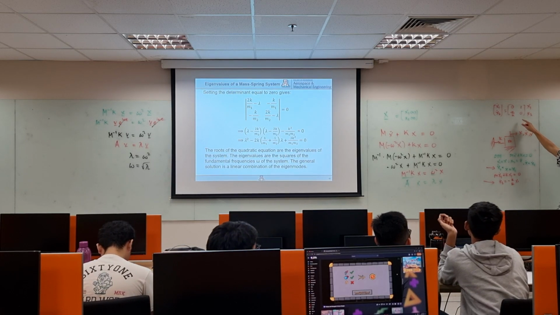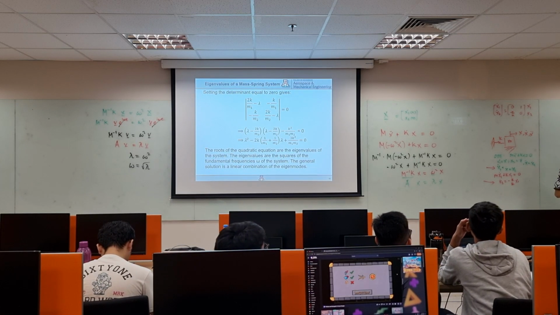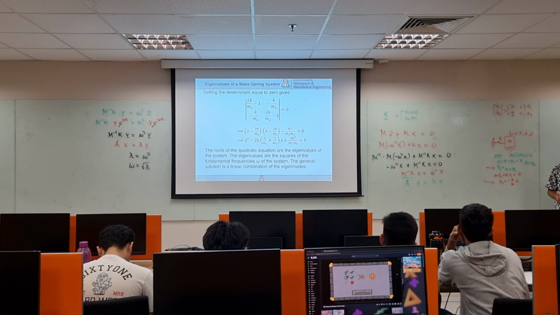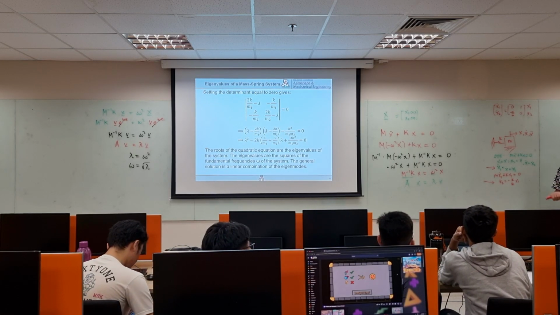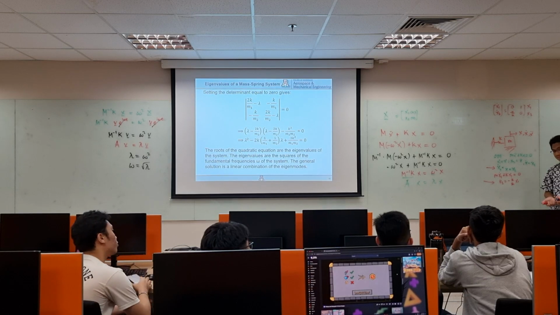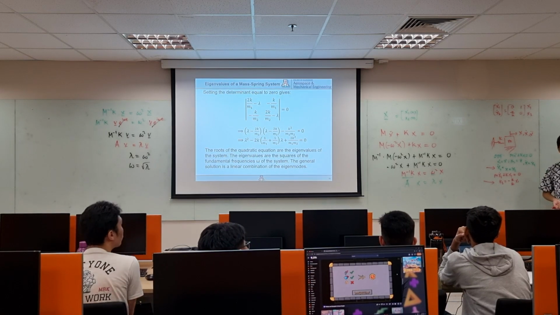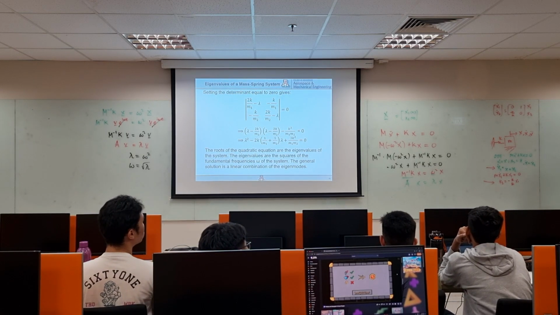Is this a skew symmetric matrix? No. Unless you divide k and m and it becomes 1. If k over m is -1, then it is skew symmetric.